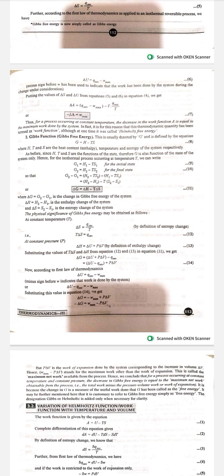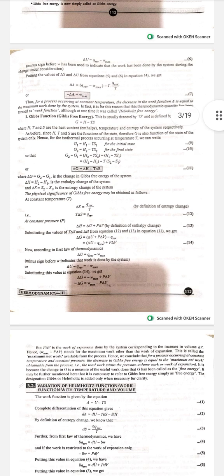The physical significance of Gibbs free energy may be seen as follows. At constant temperature, delta S = Q reversible / T, so T delta S = Q reversible. At constant pressure, delta H = delta U + P delta V by definition of enthalpy change. Substituting the values of T delta S and delta H from equations 12 and 13 in the equation, delta G = delta U + P delta V - Q reversible = delta U - Q reversible + P delta V.